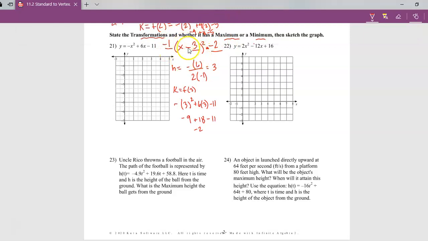So now I can see that this went right 3 and down 2. So it said to state the transformations. So this went right 3, it went down 2. Okay, the negative out front would have reflected it down or across the x-axis.